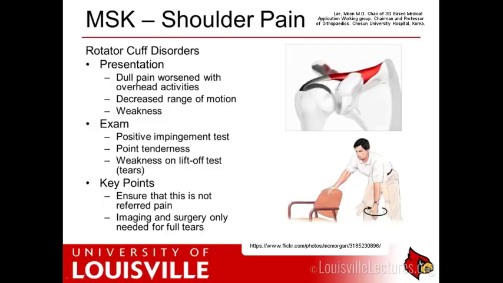And then if someone has a full tear and you think they would be a surgical candidate, that's when you would get imaging. Usually most people aren't getting surgery for anything other than a full tear. A lot of orthopedic surgeons say that they only do surgeries on young athletes that have full tears, but it differs from surgeon to surgeon.